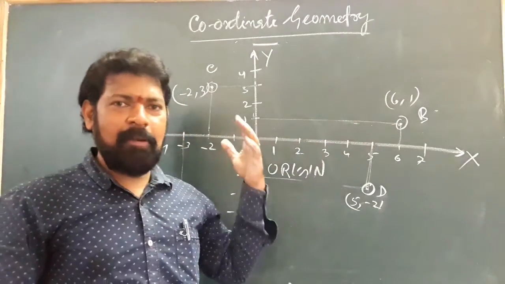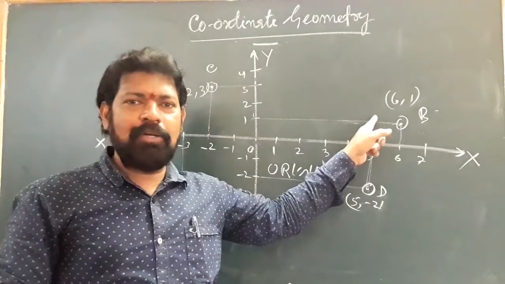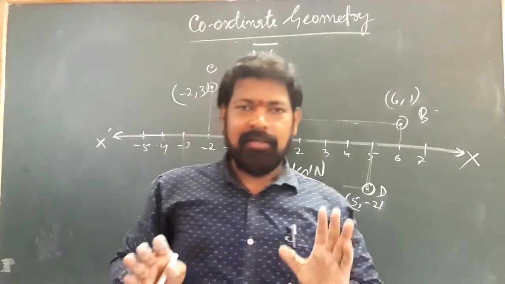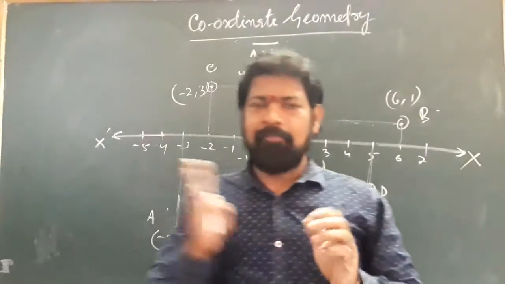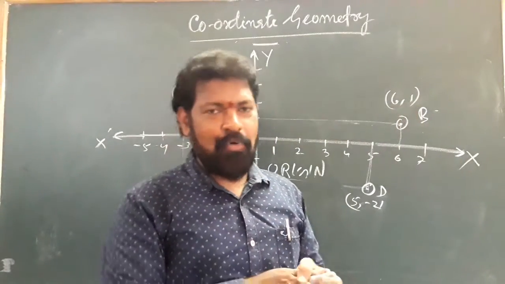So while writing the address, or the coordinates, of each and every point of the Cartesian plane, you need to first focus on the x value and then on the y value: abscissa and ordinate. This was what I taught you in my previous video, and now in this video I would like to tell you the distance and section formula.